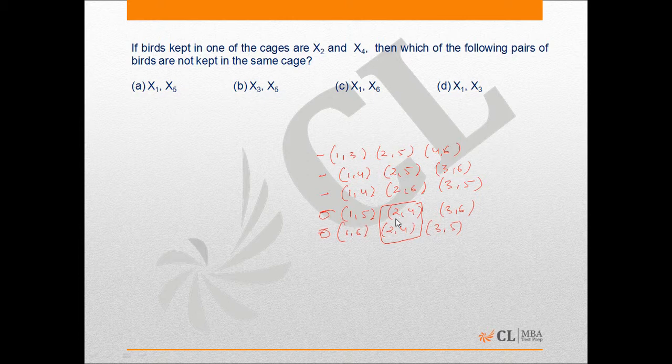Now looking at this, if 2 and 4 are together, then I can say that 1 and 5 are together, so option number 1 cannot be the answer. 1 and 6 can be together, option number 3 cannot be the answer. 3 and 5 can be together, option number 2 cannot be the answer. So I'm left with option number D, that is 1 and 3. So this should be the correct answer.